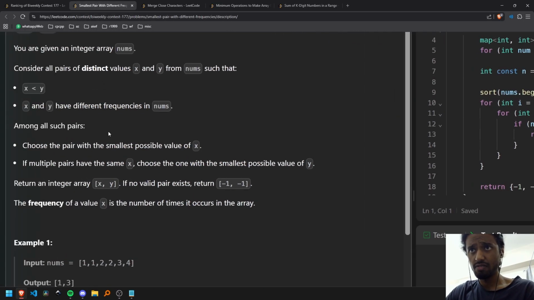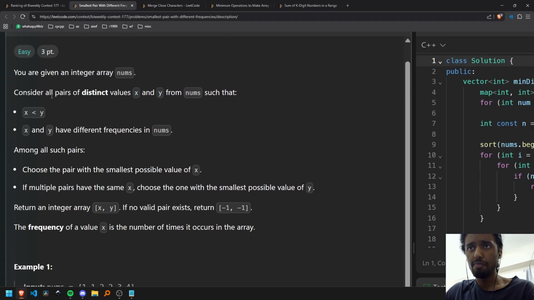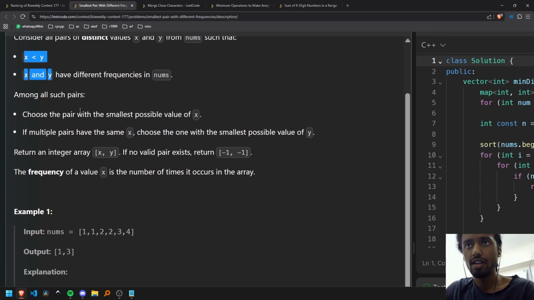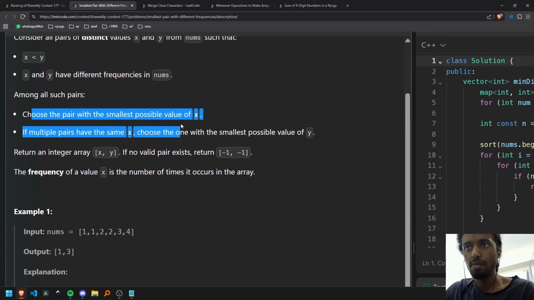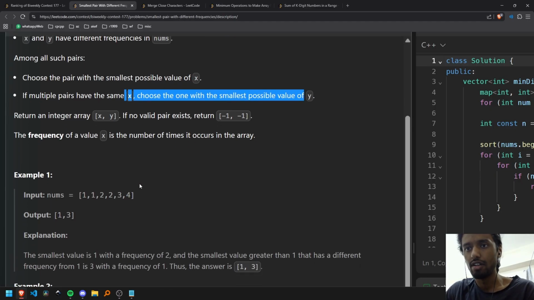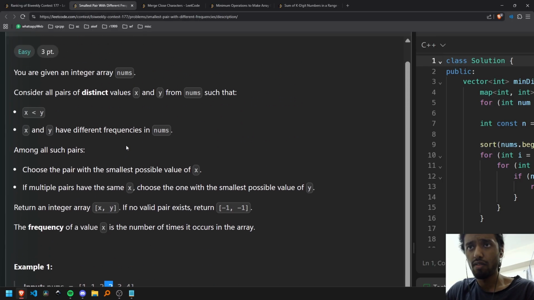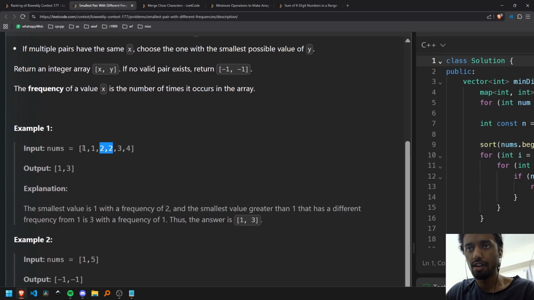Alright, so Q1 was basically we are given an array, and for every pair of distinct values x and y, so x has to be unequal to y, x has to be less than y, and x and y have different frequencies. We have to choose a pair such that the value of x is the smallest, and if the x's are the same, then the value of y has to be smallest, and we have to return this pair, right? So here 1 and 3, 1 is the smallest value and 1 and 3 have different frequencies, right? 2 and 3 is also a valid pair, but 2 is greater than 1.